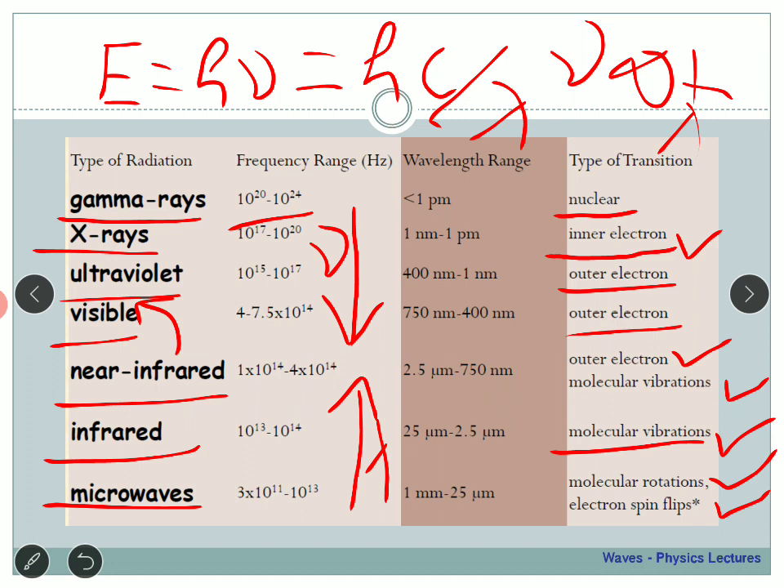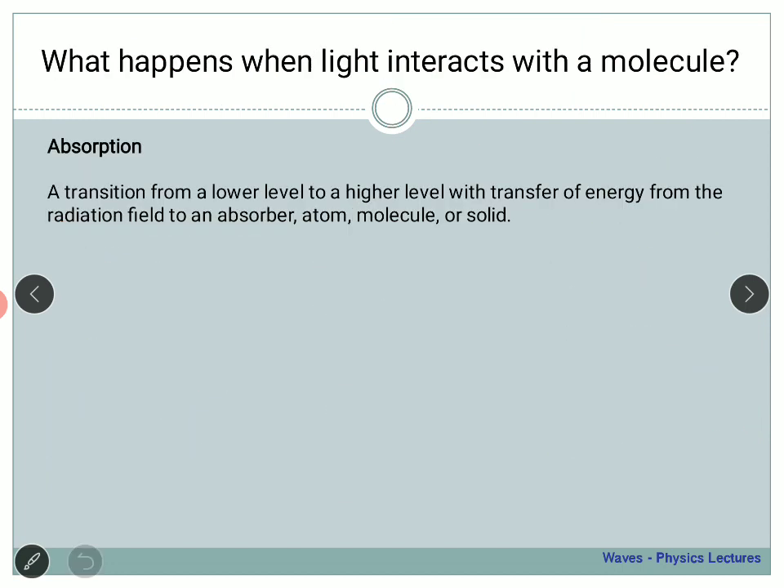That's very important. And also from your examination point of view, test point of view, quizzes point of view, you need to know what are the types of transition that actually happen, because of which you've got gamma ray, X-ray, and so on. So let's go to this.